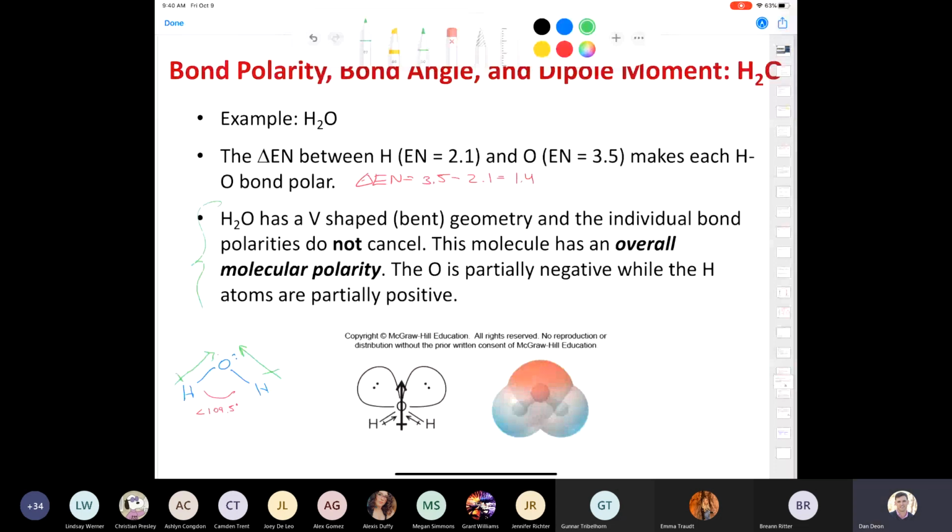Water has that bent geometry, and the individual bond polarities do not cancel each other out. They're not pointing in the same direction. They're not pointing away from each other in opposite directions. This molecule has an overall molecular polarity. The oxygen is partially negative, while the hydrogen atoms are partially positive.